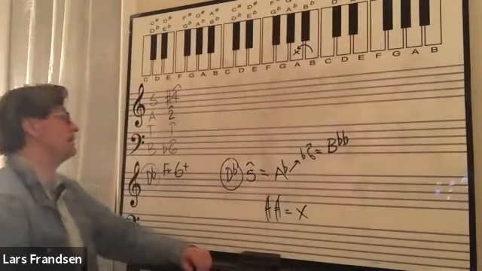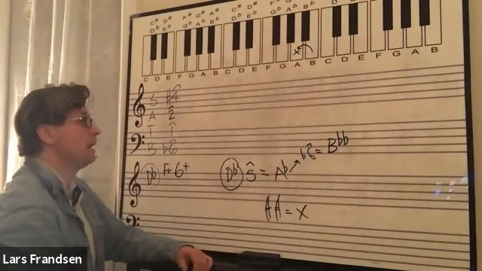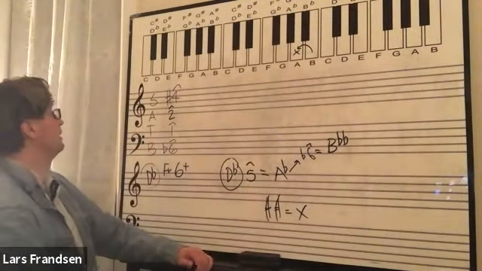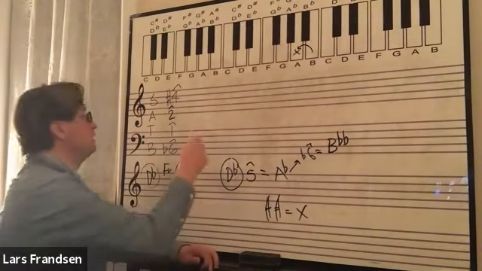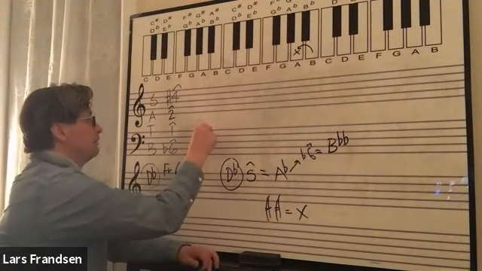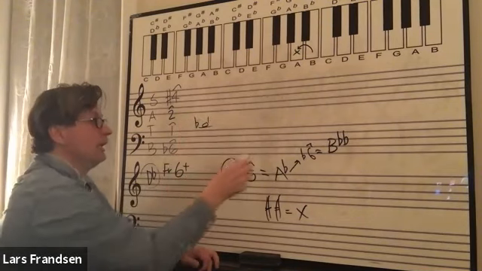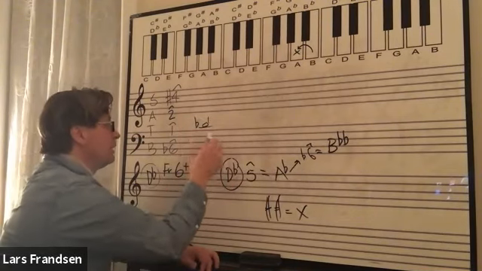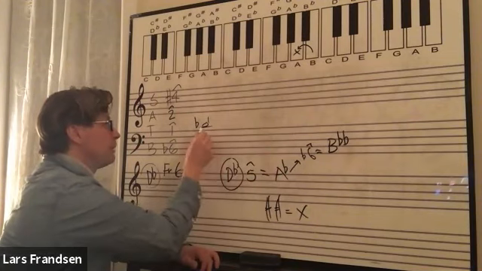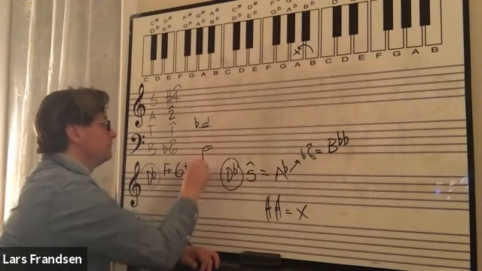So B double flat would be my scale degree flat 6. Did I put in the D flat? I didn't put in the D flat. I can do that, and so can you. It's not difficult. And so B double flat, right? I'm going to put it down here. I could have put it up here, but I'm going to put it down here.